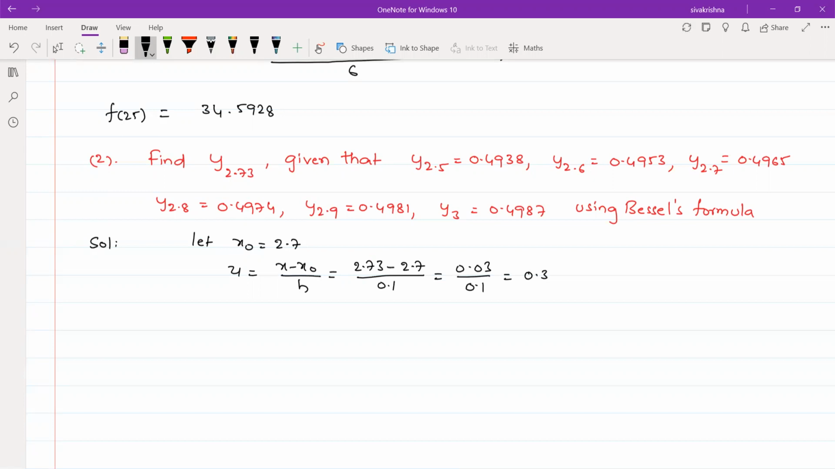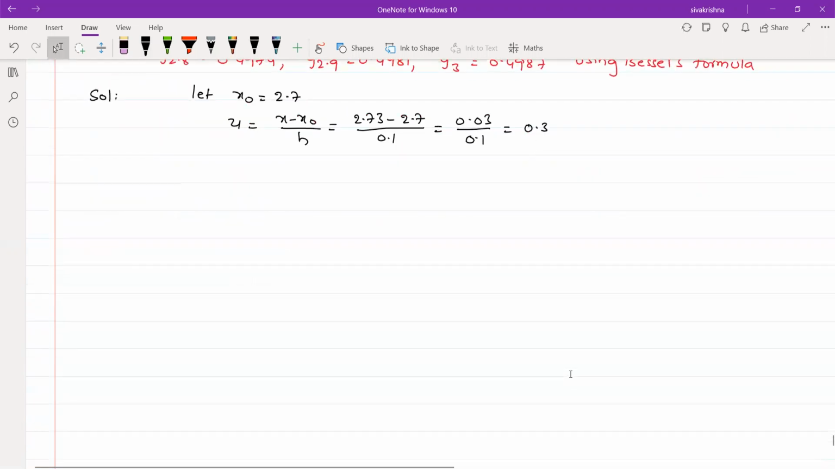After finding the u value, next we have to construct the difference table. Here we get a big difference table, so we have to construct the central difference table.